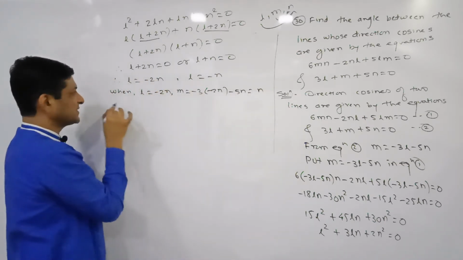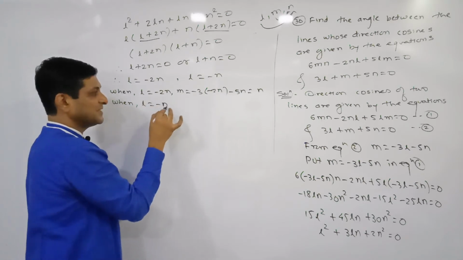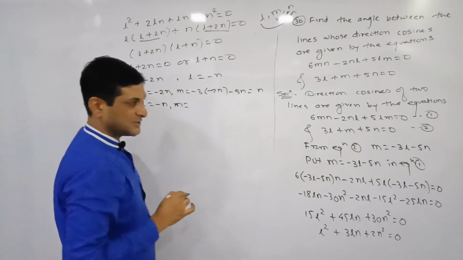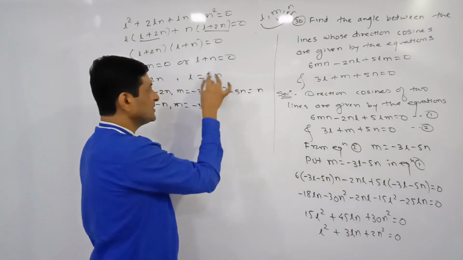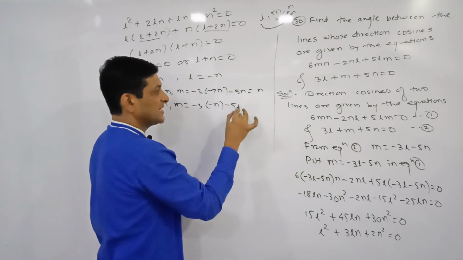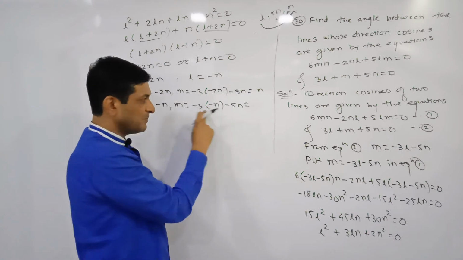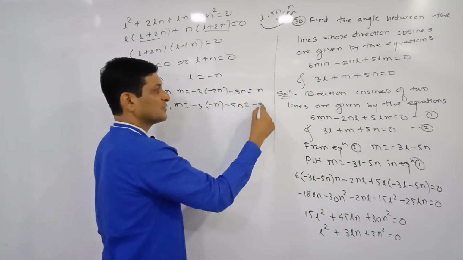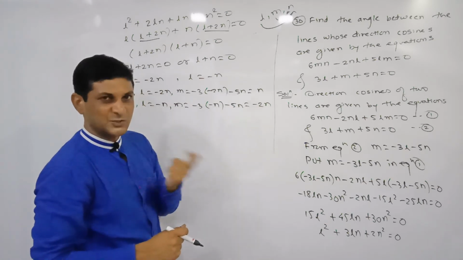Now use the second value of l. When l is equal to minus n, at that time m is equal to minus 3 into l, but l is minus n, minus 5n, keep it as it is. Here minus into minus will become plus 3n, minus 5n is minus 2n.